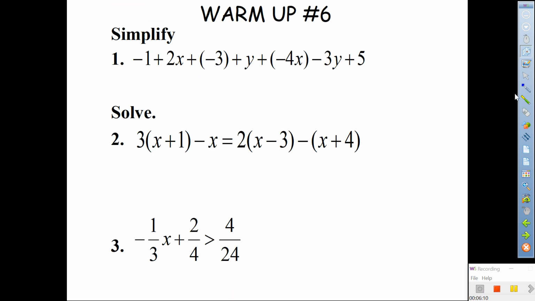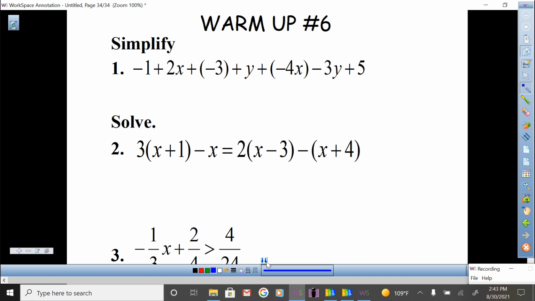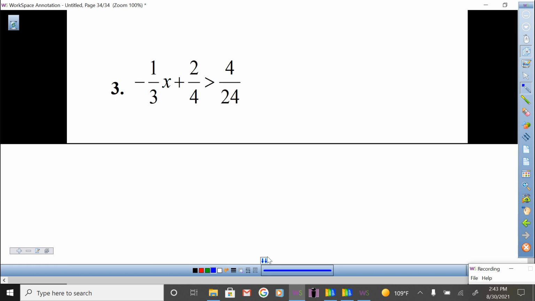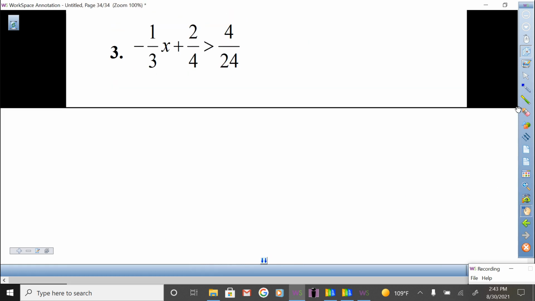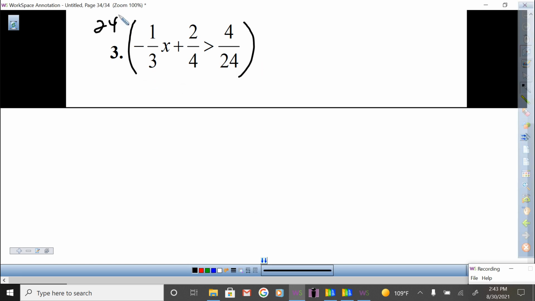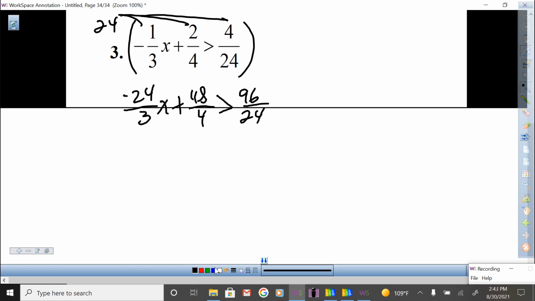Let's go to number 3. So for number 3, it looks like we have fractions. What is our common denominator, people? 24. So we multiply the entire equation times 24. Distribute, distribute, distribute. That leaves us with negative 24 over 3x plus 48 over 4 greater than 96 over 24. Simplify. Negative 24 over 3, that's negative 8x. 48 divided by 4 is 12, greater than 96 divided by 24 is 4.